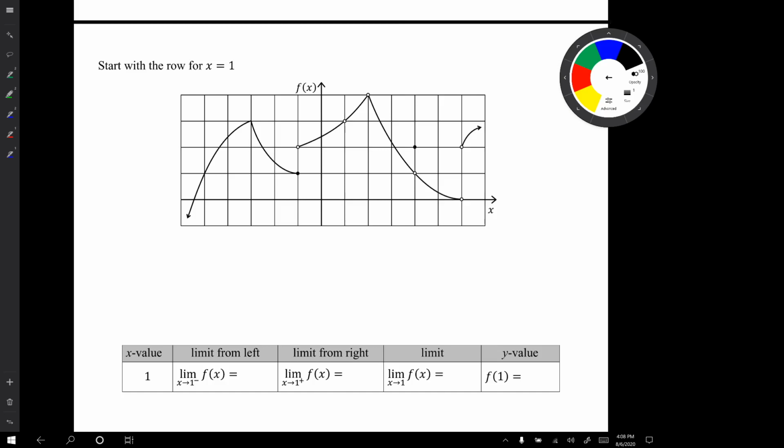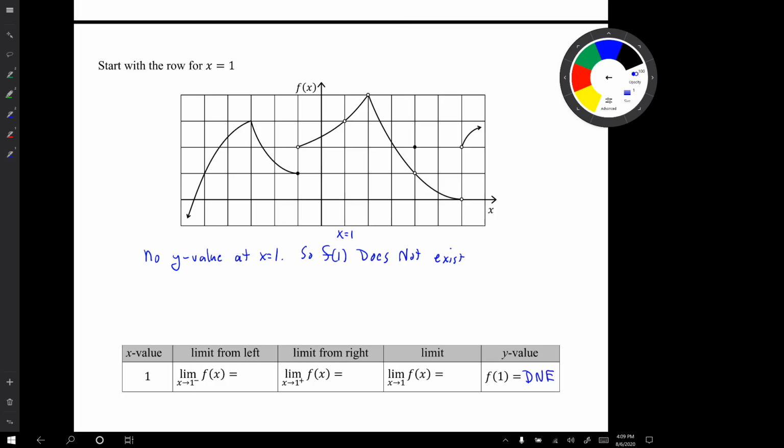f of 1 equals what? Well, notice on the graph of f, where x equals 1, there is a hole in the graph. So there's no y value at x equals 1. So that means that f of 1 does not exist. So we put DNE in the table at that location.